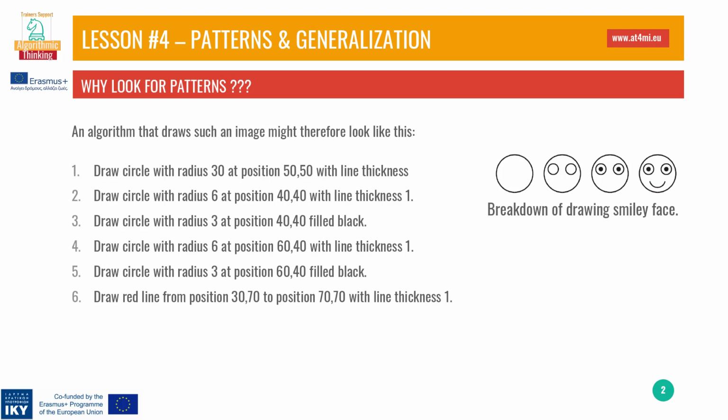1. Draw circle with radius 30 at position 50,50 with line thickness 2. 2. Draw circle with radius 6 at position 40,40 with line thickness 1. 3. Draw circle with radius 3 at position 40,40 filled black. 4. Draw circle with radius 6 at position 60,40 with line thickness 1. 5. Draw circle with radius 3 at position 60,40 filled black. 6. Draw red line from position 30,70 to position 70,70 with line thickness 1.